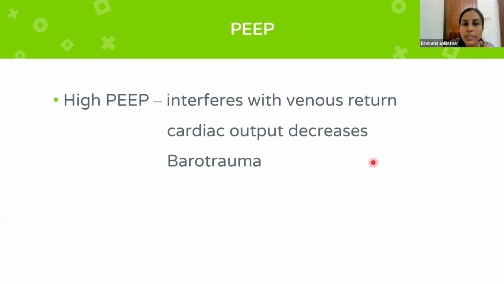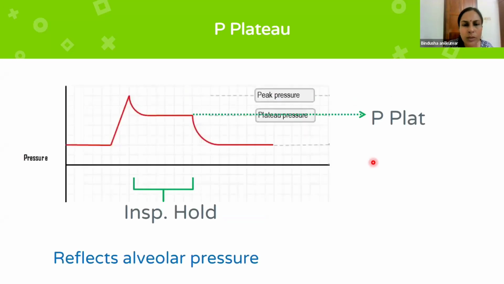Okay, optimal PEEP is the PEEP which is best for the lungs and heart. If you're using a higher PEEP, that is above the optimal PEEP, it will interfere with venous return. PEEP will increase the pressure inside the thorax so that it will decrease the venous return to the heart. Hence it will decrease the cardiac output, and also it will add on to the barotrauma. So it's important that you keep adequate PEEP, but never go above the optimal PEEP.